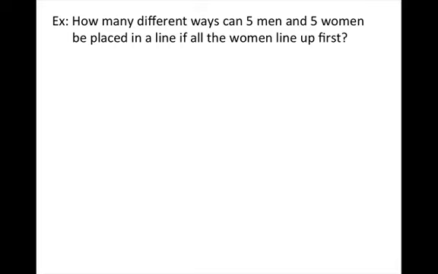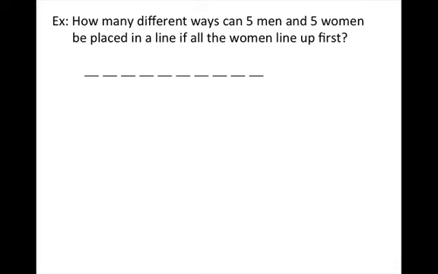How many ways can 5 men and 5 women be placed in a line if all the women line up first? So I've got 10 total people that I'm lining up, so I'm going to draw 10 blanks. The first 5 blanks represent women. I put the women first, so I have 5 women to choose from.